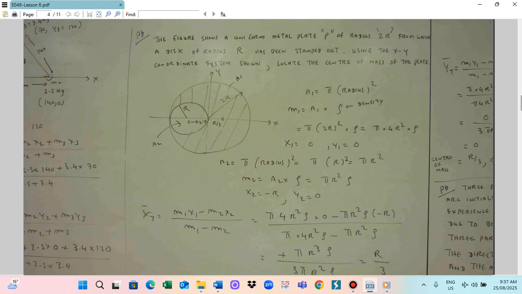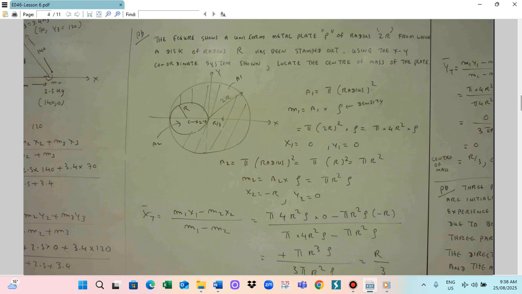So A1 can be calculated. A1 is the whole circle. The area is pi into radius squared. So this is the whole A1. And also the mass, M1, is A1 multiplied by density, rho is the density. So therefore the area is pi into radius 2r, the whole squared, into rho. So there will be pi into 4r square into rho.